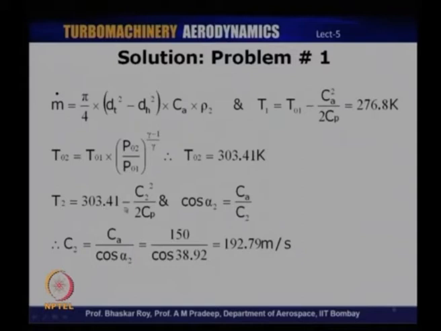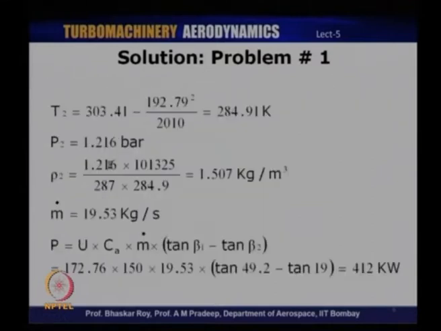Therefore, T2 is 303.41 minus C2 square by 2 Cp, and so here we need C2, and C2 is basically C_a divided by cos alpha 2, and C_a is given as 150 meters per second. Alpha 2 we have already calculated as 38.92, and therefore, C2 is 150 divided by cos 38.92, that is 192.79 meters per second. So, once we have calculated C2, we can calculate T2 and therefore, density and obviously, the mass flow rate. So, let us do that.